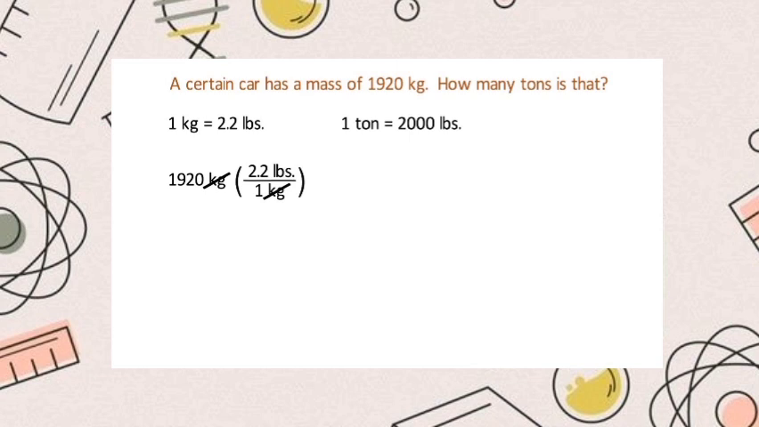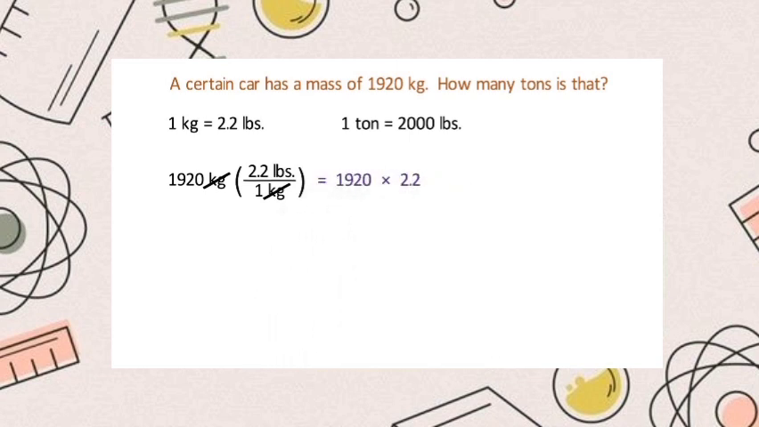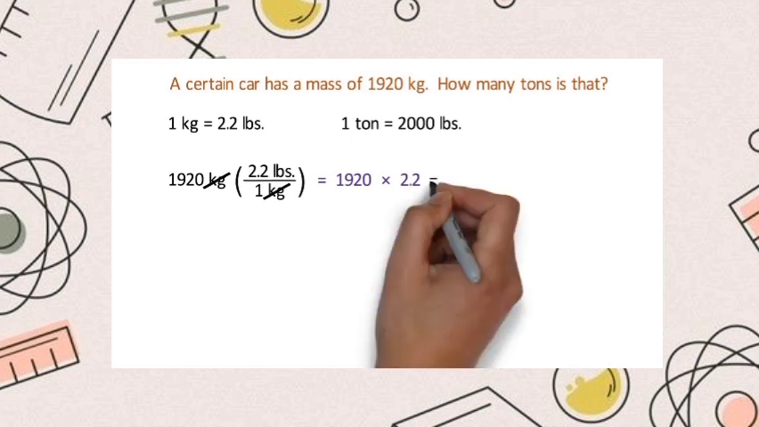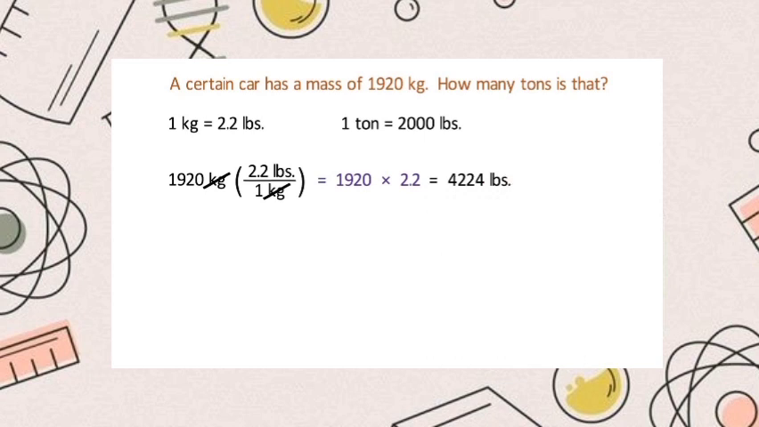When you do the math in your calculator, simply multiply 1,920 by 2.2. This time we are multiplying the numbers because the 1 of the conversion factor is on the bottom of the fraction. Our calculator tells us that the answer is 4,224 pounds. But we're not done yet. We still need to convert the pounds to tons.